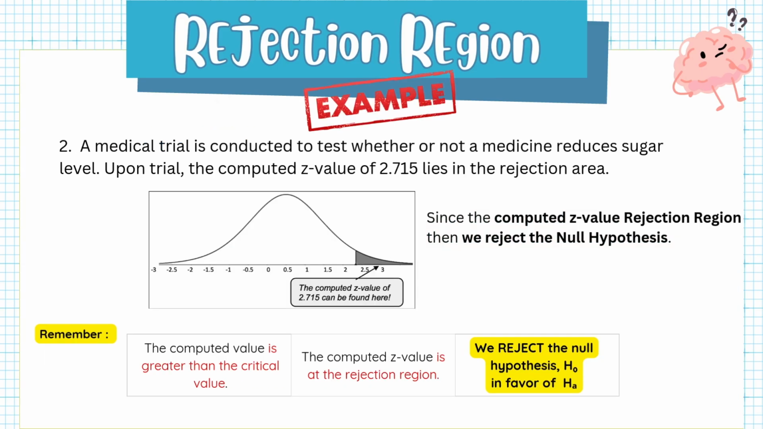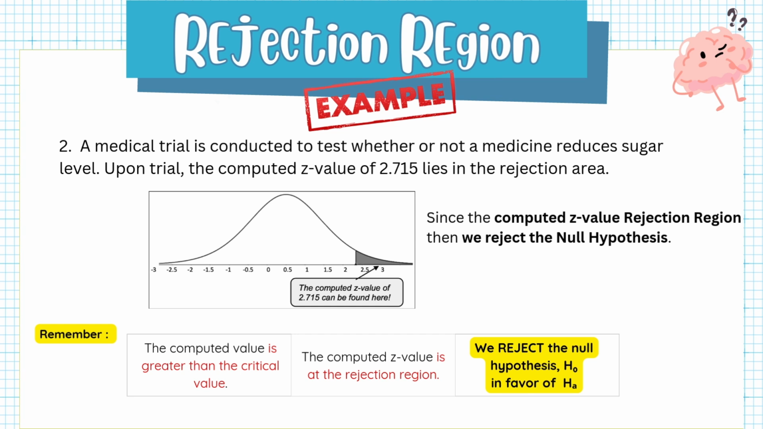Let us have this second example. A medical trial is conducted to test whether or not a medicine reduces sugar level. Upon trial, the computed z-value of 2.715 lies in the rejection area.